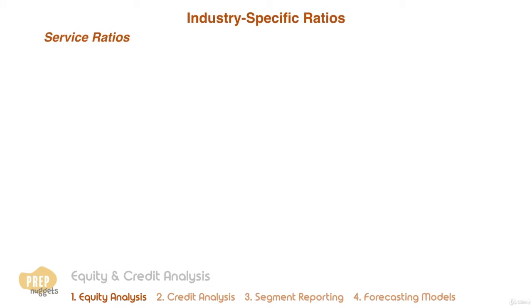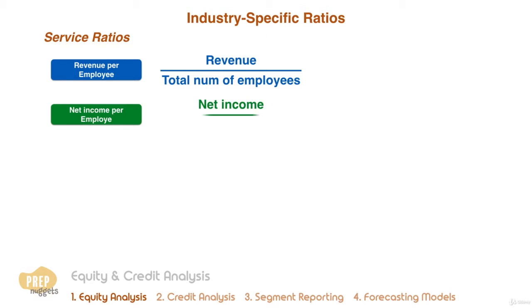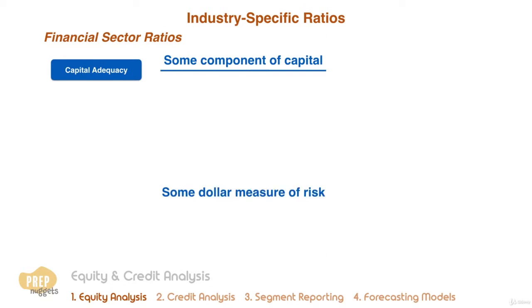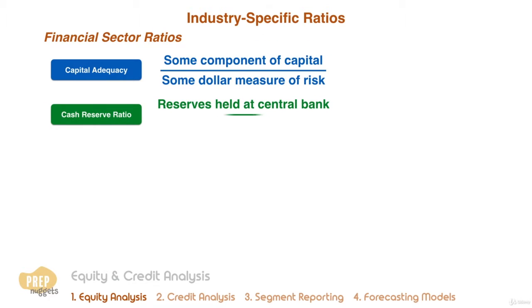Service companies commonly report the revenue per employee and the net income per employee. In regulated industries like the financial sector, companies are often required to comply with specific regulatory ratios. Capital adequacy typically refers to the ratio of some component of capital to some dollar measure of the risk involved, both operational and financial. For instance, banks are subject to minimum reserve requirements.